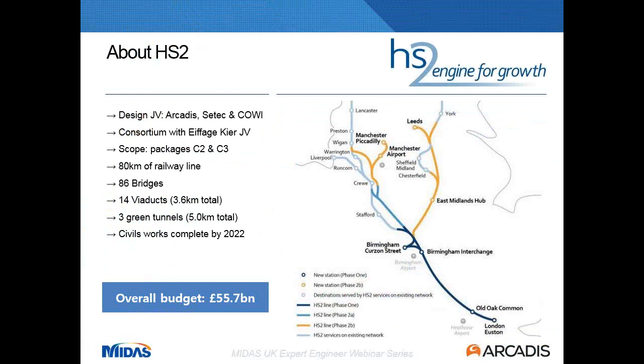ARCADIS is the lead designer, working in joint venture with Ferrovial and COE, for the packages C2 and C3 of Phase 1. Phase 1 is the first stretch that goes from London to Birmingham, and packages C2 and C3 are the central packages, and it consists of the line crossing the mainland, and it has above 80 kilometers of railway line, 86 bridges, 14 viaducts, and many other major civil structures.